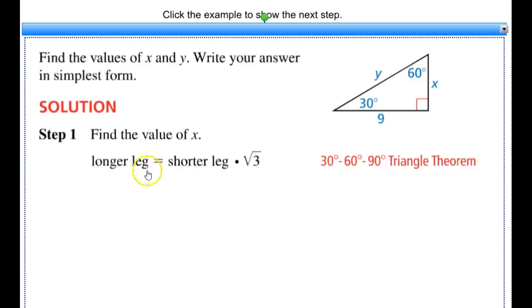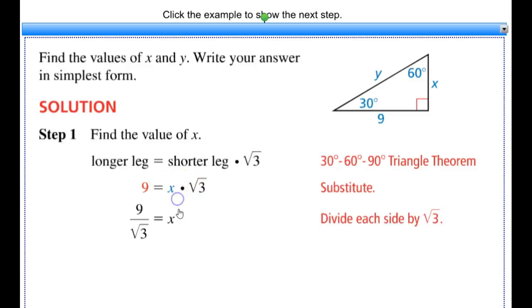I know that the longer leg equals the shorter leg times the square root of 3. This we saw in that last slide. So now I plug in what I know. I've got my longer leg, which is 9, and my shorter leg, which is x, times the square root of 3. So now I divide each side by the square root of 3.